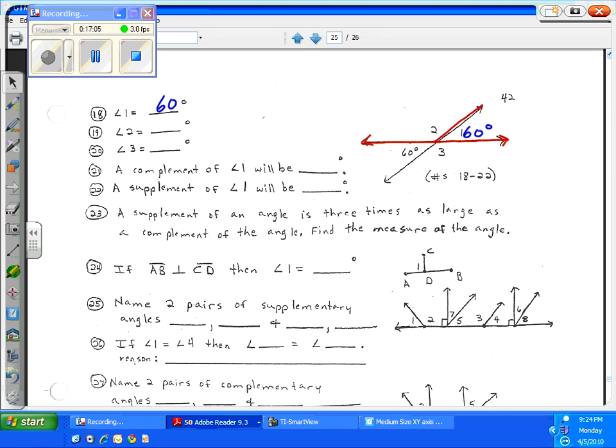Now we know that a straight angle is 180 degrees. So angle 1 and 2 go together to make 180 degrees. So we can say that they are a linear pair or that they are supplementary. To get angle 2, we could take 180 degrees minus 60 degrees, and we get that angle 2 is 120 degrees.